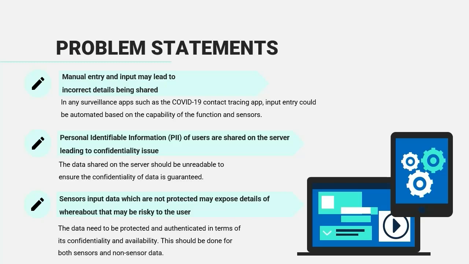The problem statements started with manual entry and input, which may lead to incorrect details being shared. In any surveillance app such as the COVID-19 contact tracing app, the input entry could be automated based on the capability of the function and sensors.